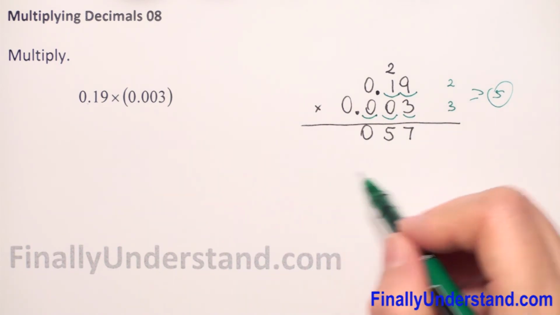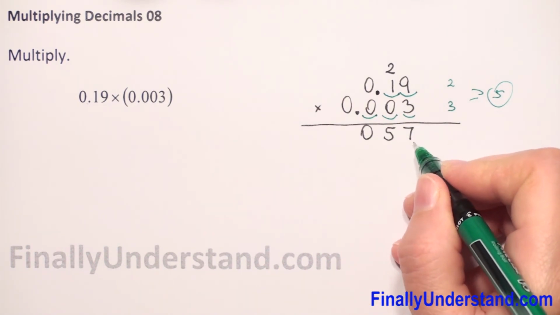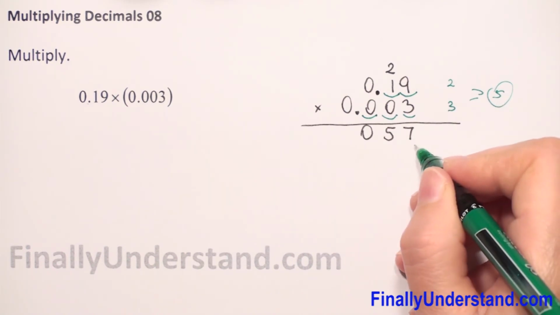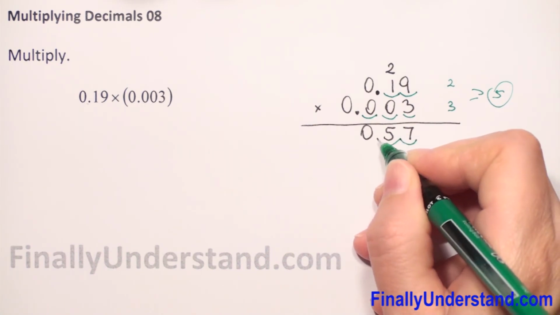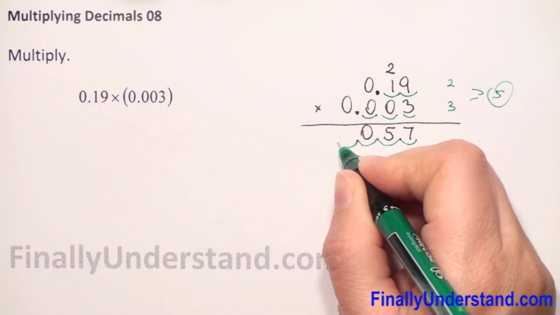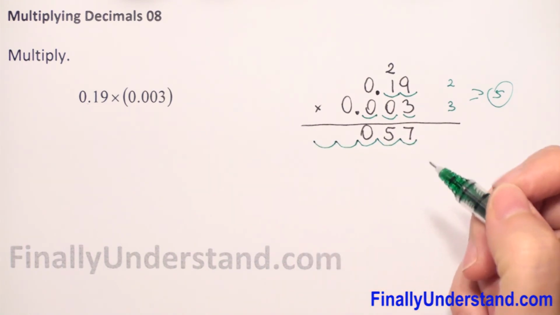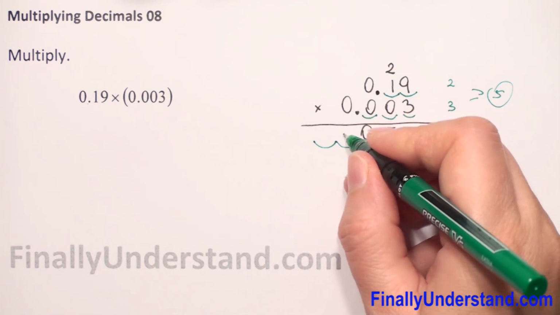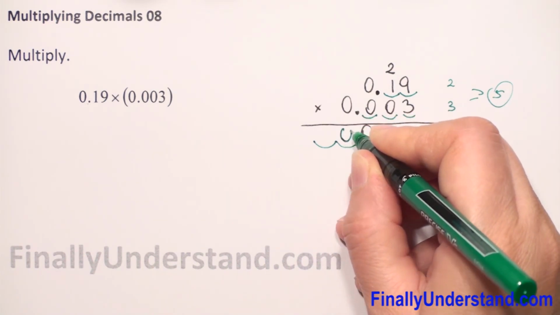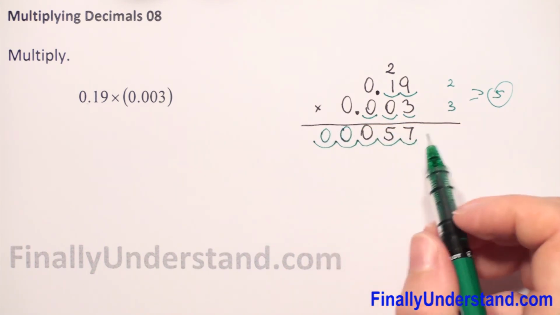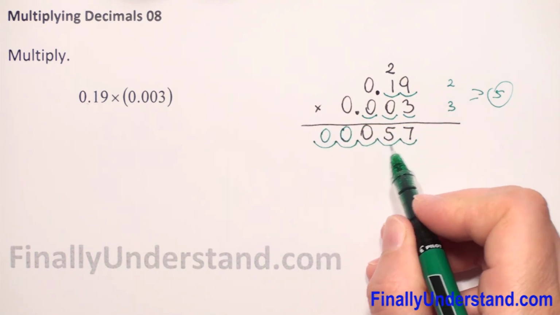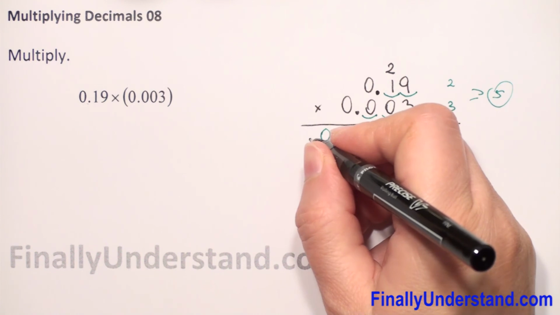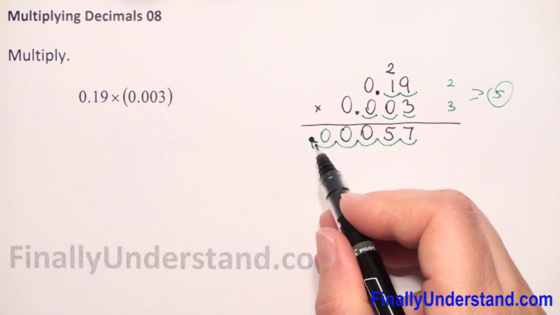So now we have to go to our solution, and we start from the right side. We have to count 5 decimal places. So 1, 2, 3, and 4, 5. We need 2 more decimal places. When we don't have any digits, it means we have to fill these empty spaces with zeros, because we need to have 5 decimal places. 1, 2, 3, 4, 5. And the decimal point will be before this 0.